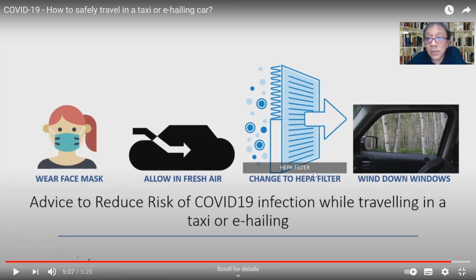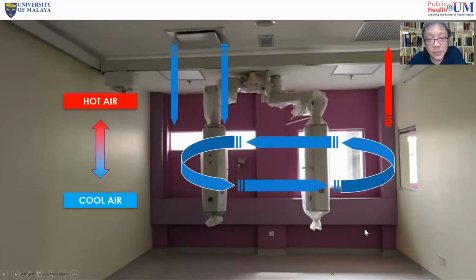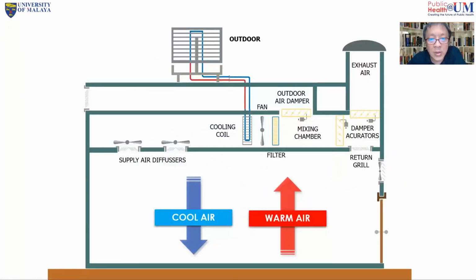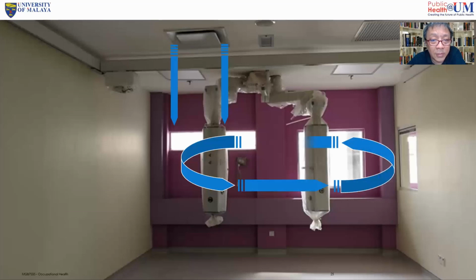Okay, let's stop this and go back to our teaching. All right. So that's what happens in your car. What happens in your car is similar to what happens in the centralized air conditioning system. Okay.